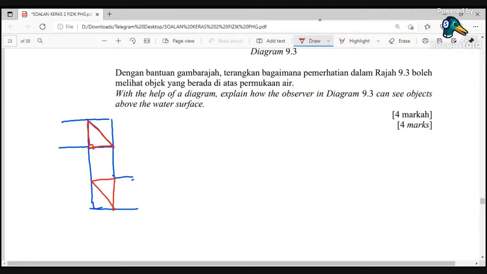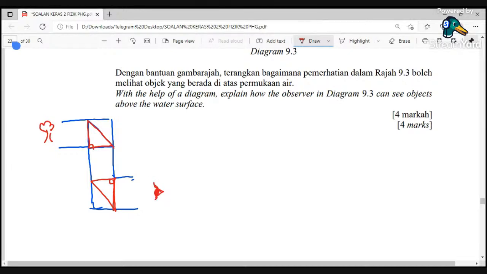Kenapa kita place dia macam ni? Supaya light ray coming from the object will be reflected to the second prism and gets to observer's eye. Okay, ada yang lukis di sini dan di sini. So, you tak dapat. Dia mesti di sini. Yang warna merah ni saya lukis. Okay, let's say there's an object here. Okay, observer's eye kat sini.